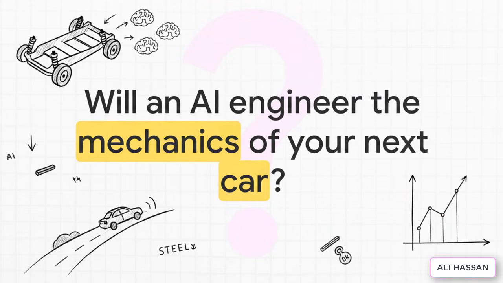Which leaves us with this final thought. We're all so used to AI generating text, or writing code, or making images. But this explainer shows us something much more profound. AI is now successfully navigating complex, real-world physical constraints. It's balancing steel stresses, mass, and dynamic forces to design better, safer, and more comfortable machines for us. So the very next time you glide effortlessly over a bump in the road, ask yourself, will an AI engineer the mechanics of your next car?